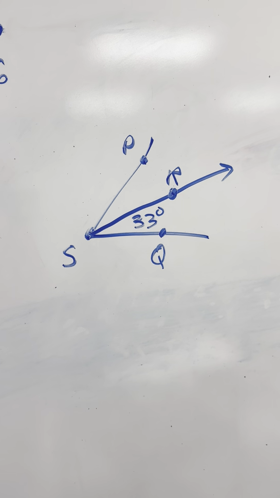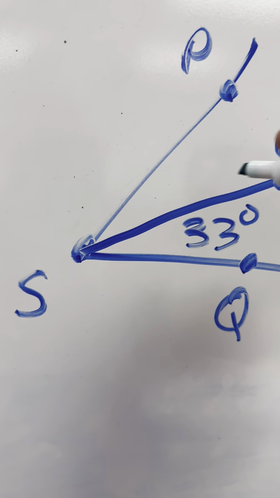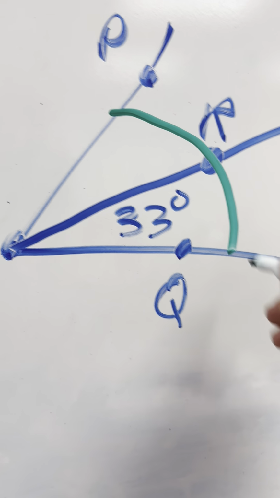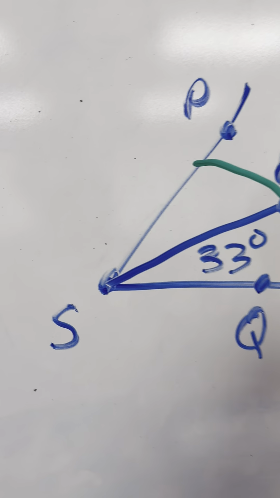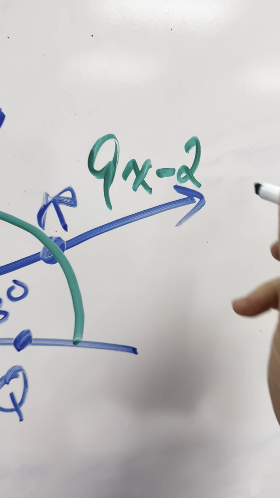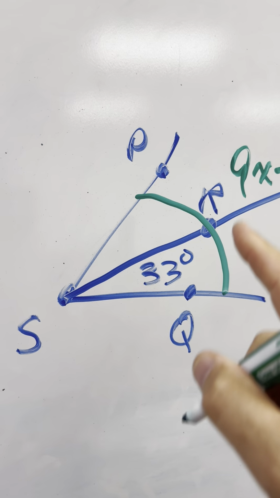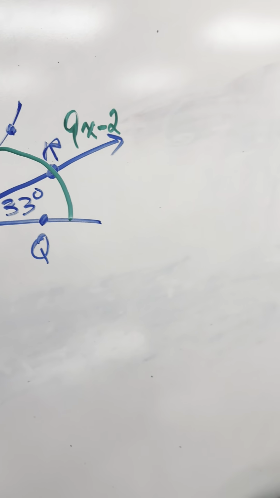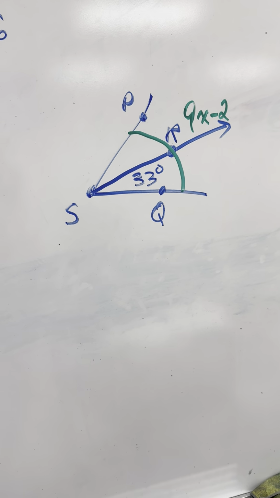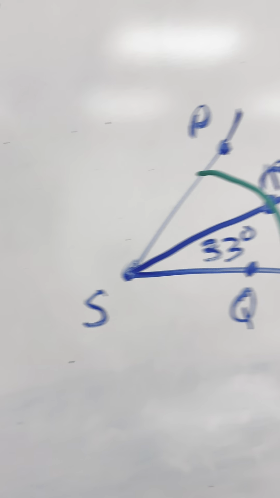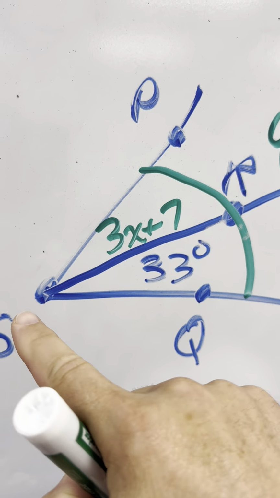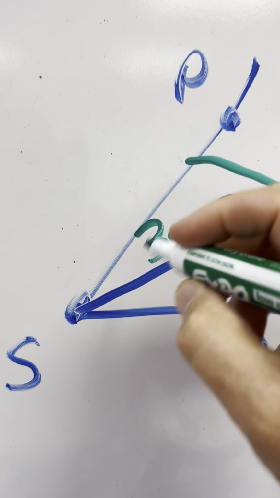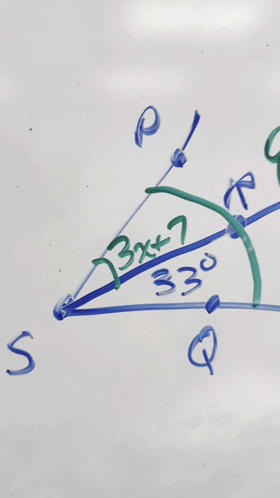It says QSP is this entire angle here. QSP is that whole angle, and that whole angle is 9x minus 2. 9x minus 2 is the whole angle. QSP, okay? And 9x minus 2. RSP is 3x plus 7. RSP. This piece, just this piece here. RSP is 3x plus 7.